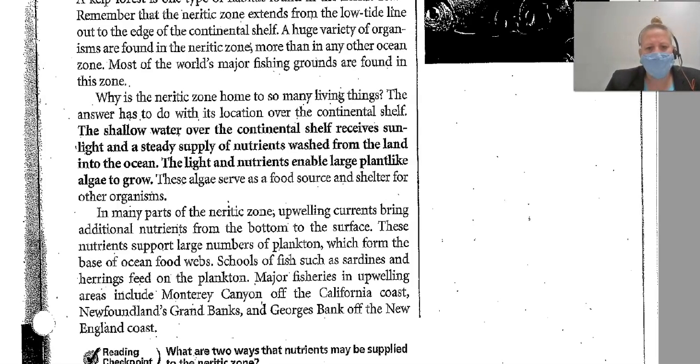In many parts of the Neritic Zone, upwelling currents bring additional nutrients from the bottom to the surface. These nutrients support large numbers of plankton, which form the base of the ocean food webs. Schools of fish such as sardines and herring feed on the plankton. Major fisheries in upwelling areas include Monterey Canyon off the California coast, Newfoundland's Grand Banks, and Georges Bank off the New England coast.